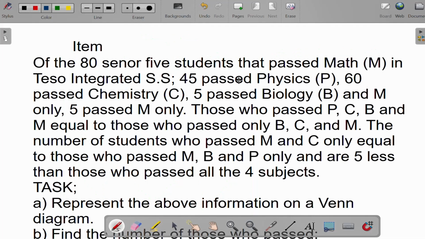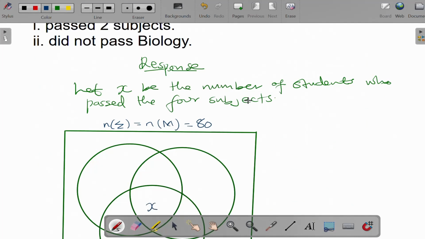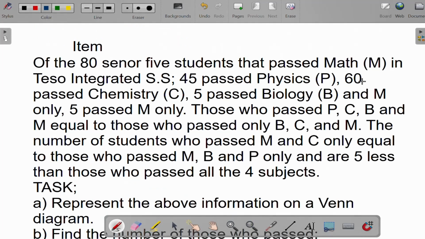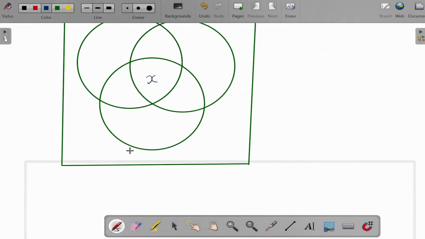It says that 45 passed physics. So we can make this one the set for those who passed physics, and they are 45. 60 passed chemistry. Consider that the number of students who passed chemistry is 60. Then automatically this one becomes the set for the number of members who passed biology, and these ones are not yet given.